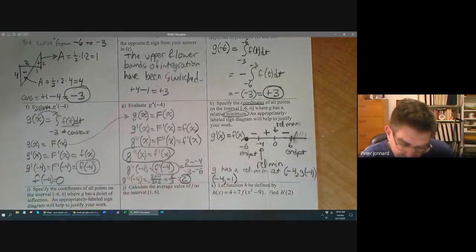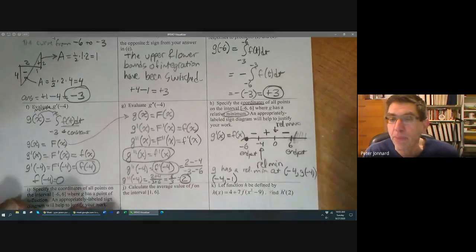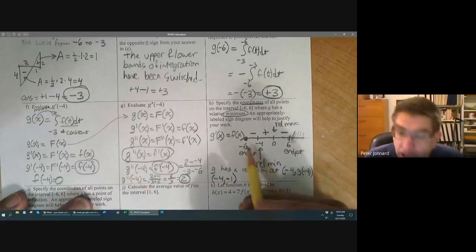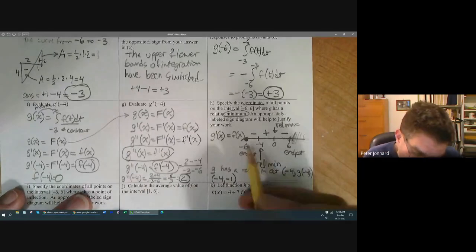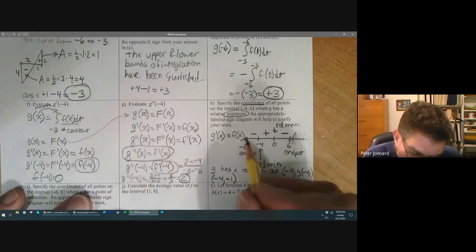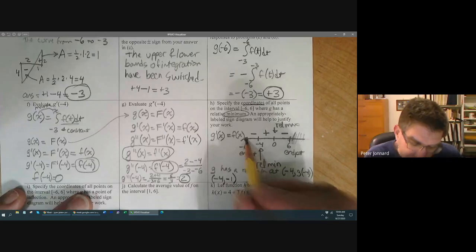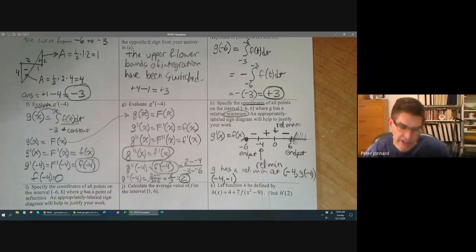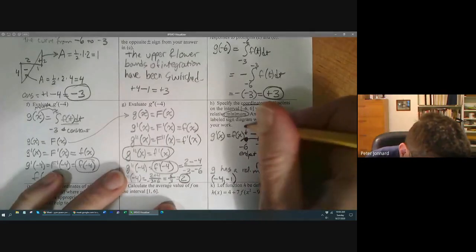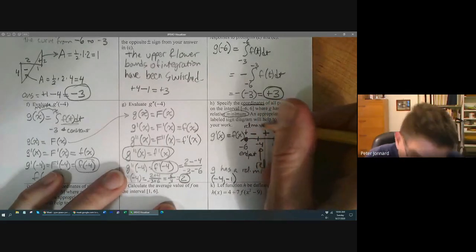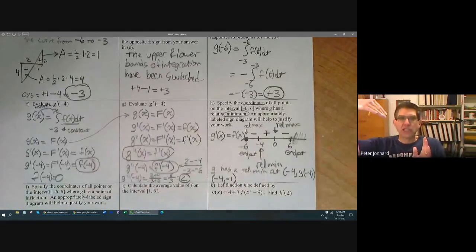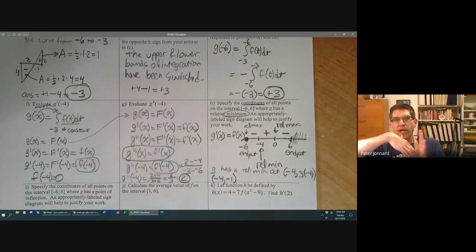Now something else I need to consider is these endpoints here. Darn, I'm running out of room. I guess I can squeeze this in here. At this left endpoint, the function is decreasing. So at that endpoint, the function is decreasing. So that would be a relative max there. This point here is a relative max. And then here, this endpoint here, the function is decreasing as I hit my right endpoint.